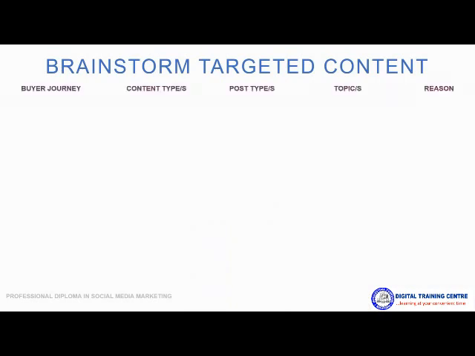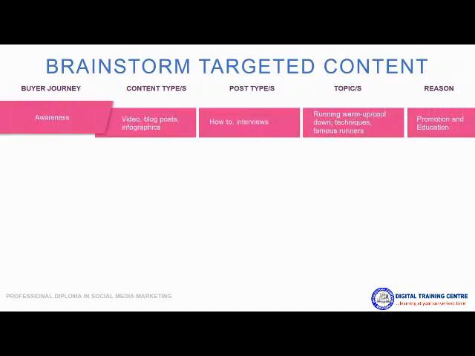You list your content types, what kind of posts you'll create, the topics that you'll cover, as well as the reason for that information. So on our awareness phase, we might want to create videos, blog posts, and infographics because we know that this persona enjoys that type of content. We'll do how-tos as well as interviews. And so some of our topics could be running warm-ups or cool-downs because we know that she wants to run marathons. We could also do running techniques, and we can interview famous runners or famous running coaches in order to provide more information about how to correctly run and how to save yourself from injury. And the reason for this would be to promote our product as well as to educate our audience.